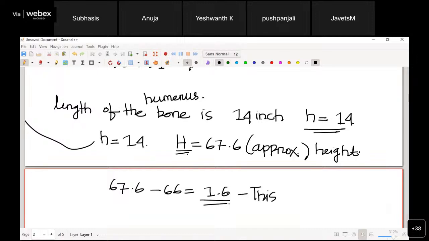Sorry, why did you subtract those two? I'm asking. Basically, it's asking for the error, right? Yes, sir. So this is the approximate height.